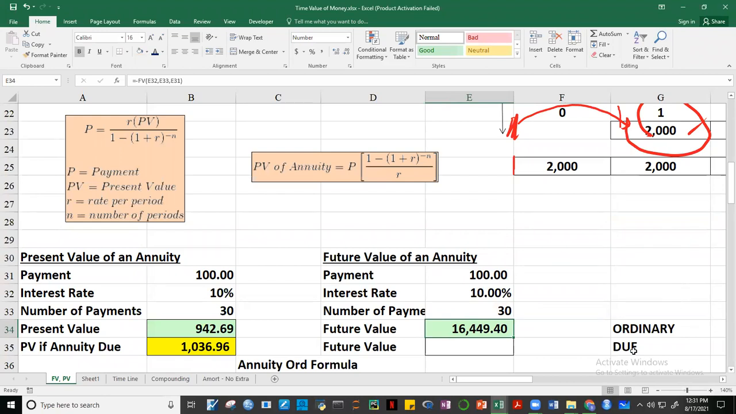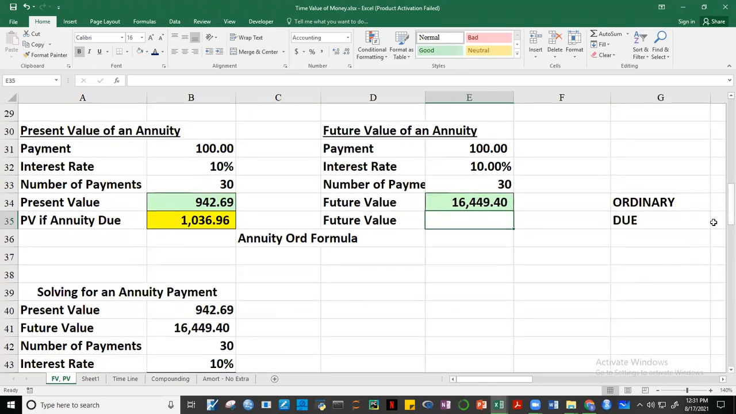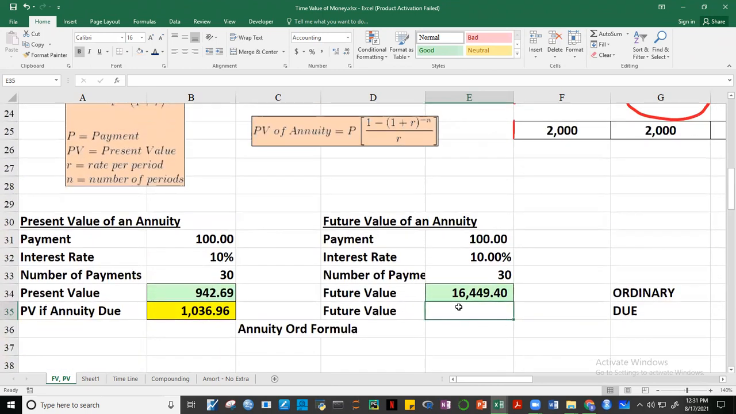Okay? So it's time, guys. This is the last formula, and then we'll continue next meeting with annuity. So here, guys, future value naman. Remember, guys, the 100 stream of cash flows for 30 years is equivalent to 942. Okay? It's also equivalent to 16,449 after 30 years. So all of those are equivalent. Okay? So if it's equivalent, guys, when we compute the future value based on 942, we should also get 16,449. So this is what I mean.